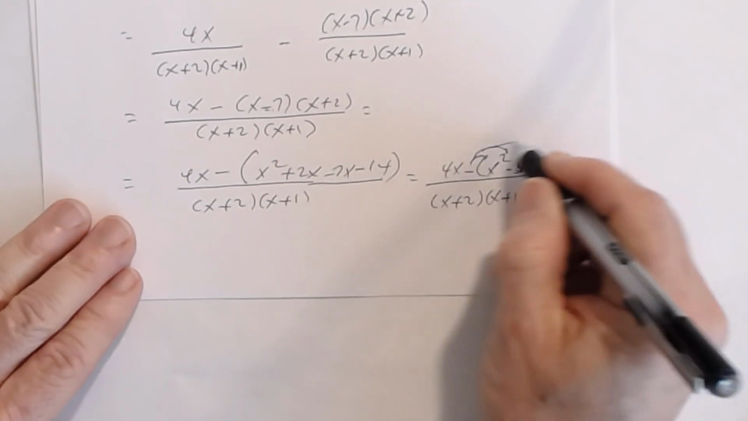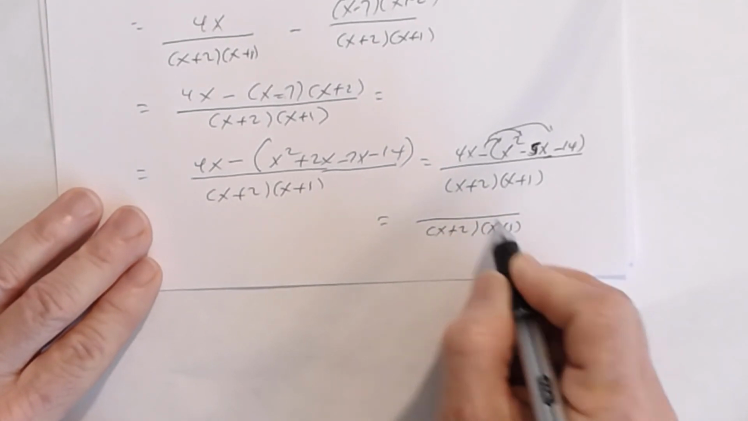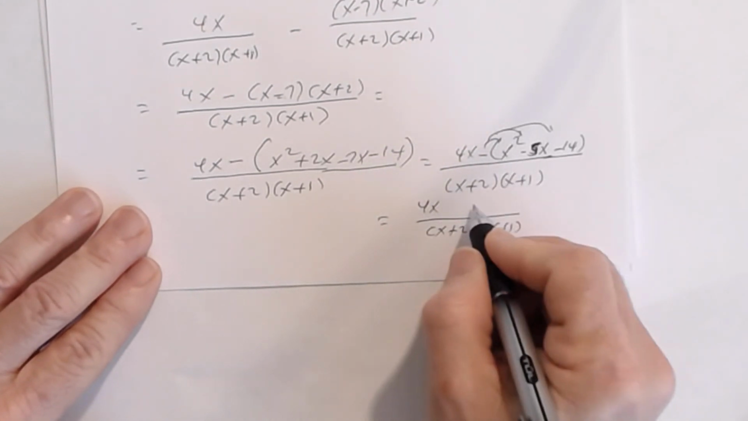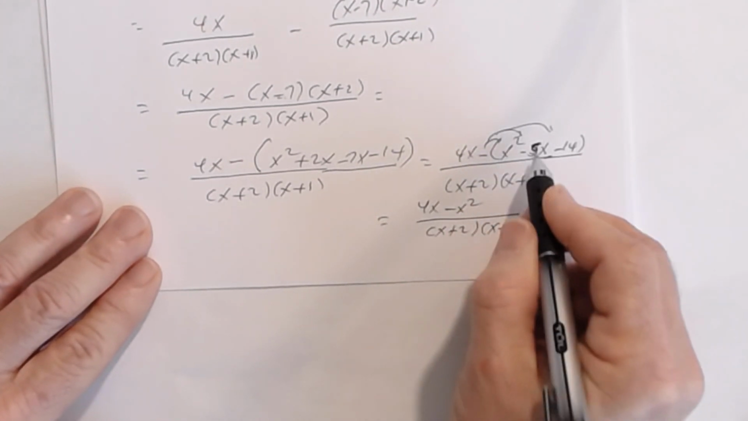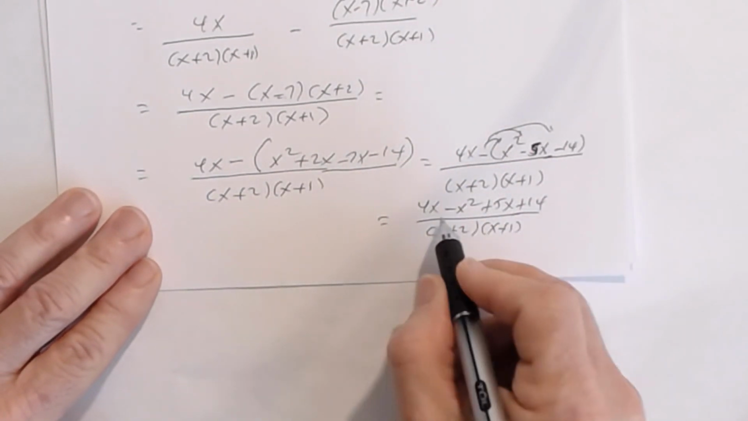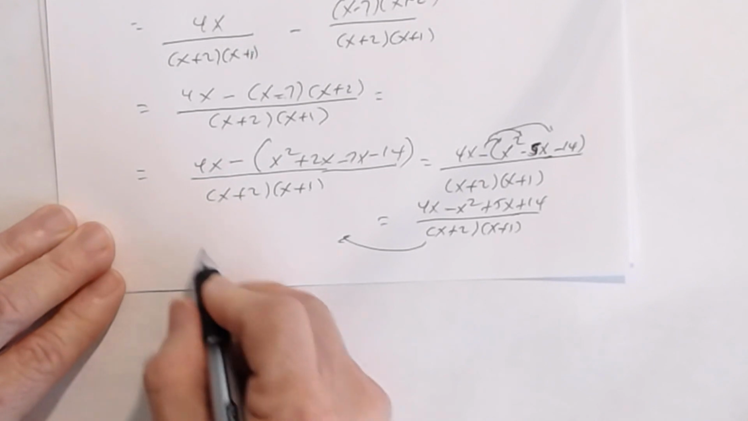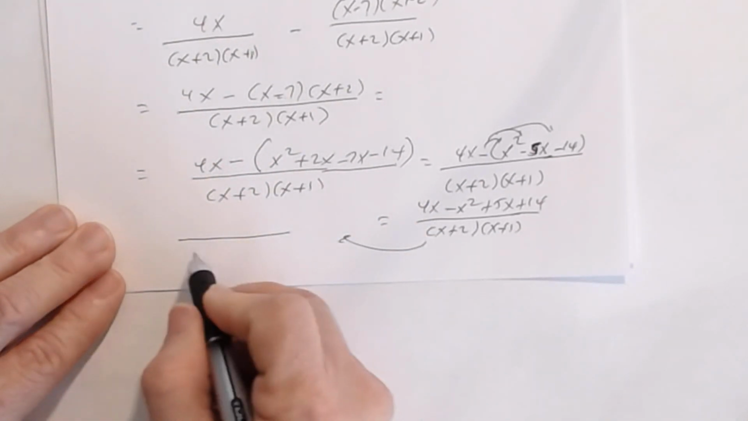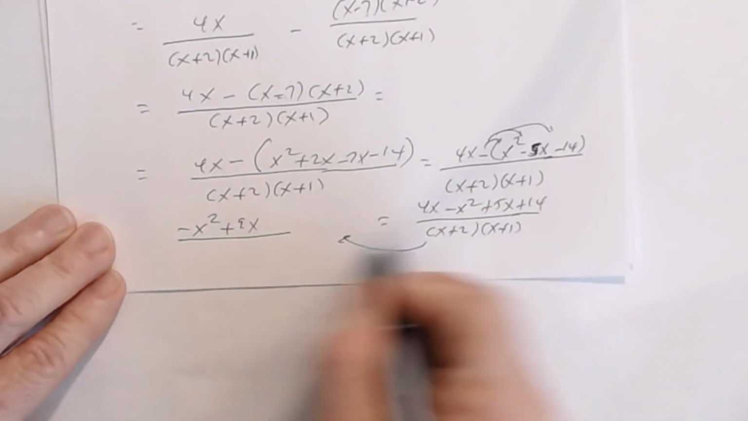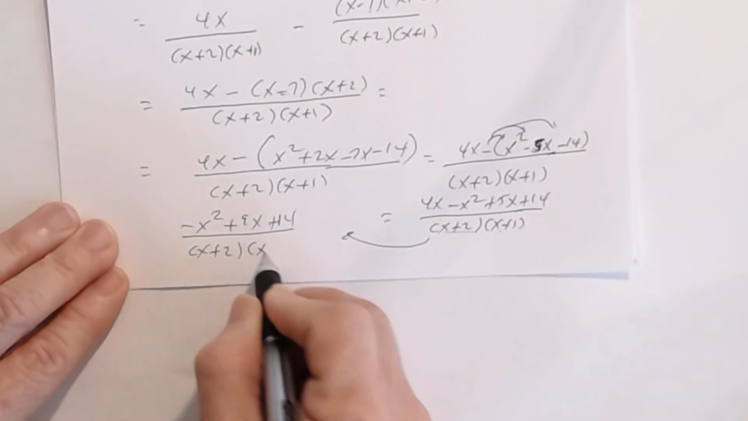Now distribute the negative. So this becomes 4x. The opposite of x squared is a negative x squared. The opposite of a negative 5x is a positive 5x. The opposite of a negative 14 is a positive 14. Combining like terms and putting in descending order, I get a negative x squared. 4x plus 5x is 9x, and then plus 14, divided by x plus 2, x plus 1.